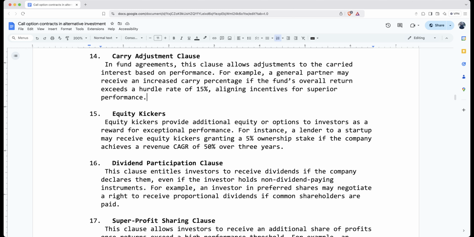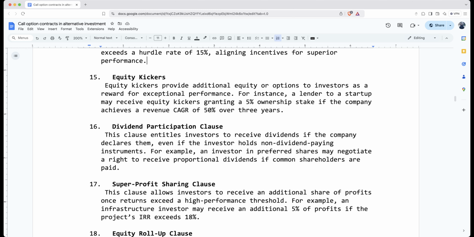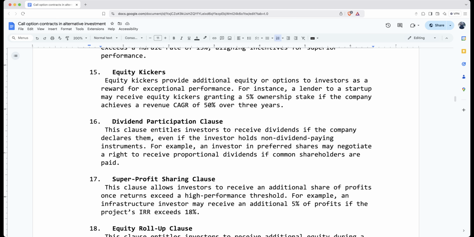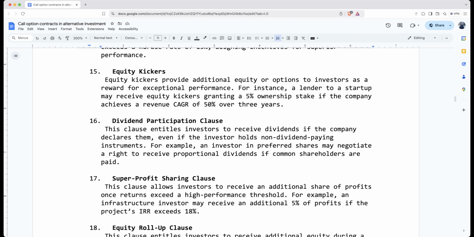Now, dividend participation clause. This clause entitles investors to receive dividends if the company declares them, even if the investor holds a non-dividend-paying instrument. For example, an investor in a preferred share may negotiate the right to receive proportional dividends if company shares are paid. If common shareholders are paid.